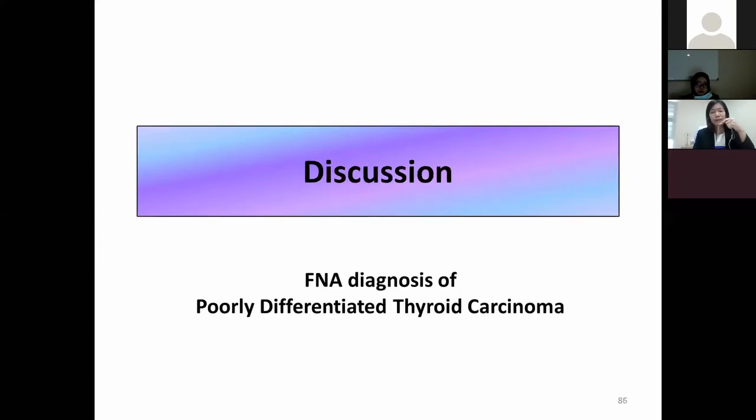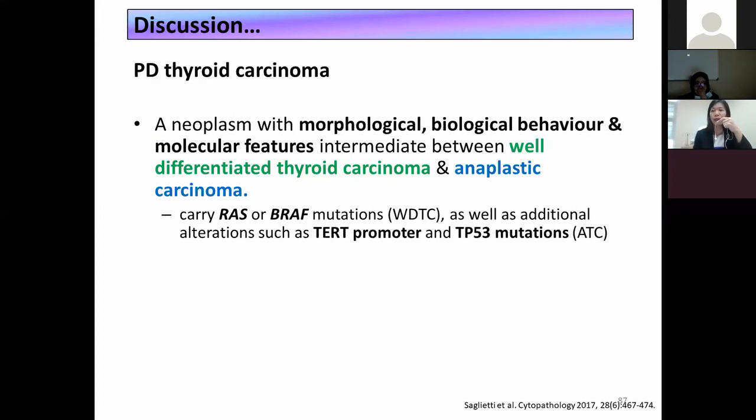A bit on the discussion: FNA diagnosis of poorly differentiated thyroid carcinoma. I think it was highlighted by Prof. Sharifa earlier as well, just a recap. Poorly differentiated thyroid carcinoma has been recognized as a distinct entity since 2004 in the WHO classification. Previously, it was classified as a variant of papillary and follicular thyroid carcinoma. It is a neoplasm whose morphological, biological and molecular features overlap with those of well-differentiated thyroid carcinoma and anaplastic carcinoma.